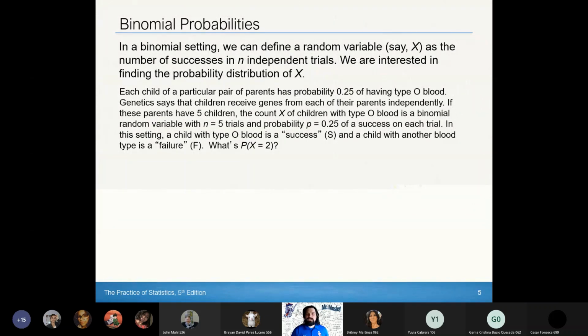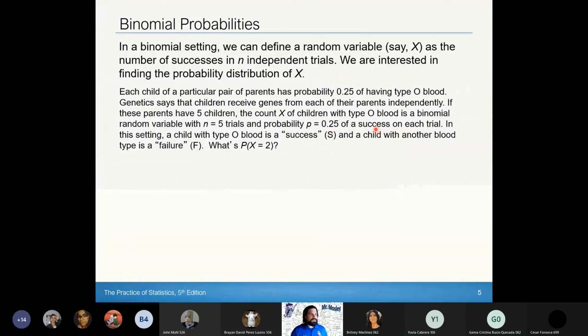In a binomial setting, we can define a random variable, say x, as the number of successes in n independent trials. We are interested in finding the probability distribution of x. So here we have an example. Each child of a particular pair of parents has probability 0.25 of having type O blood. Genetics say that children receive genes from each of their parents independently. If these parents have 5 children, the count x of children with type O blood is a binomial random variable with n equals 5 trials and probability p equals 0.25 of a success on each trial.